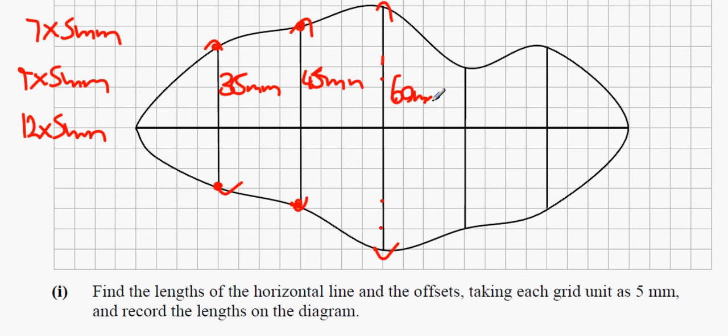Okay. After that, we're going to be getting another 40. 1, 2, 3. It's 8 by 5. 8 blocks by 5 is going to get us 40 millimeters. And then finally 1, 2, 3, 4, 5, 6, 7, 8. It's going to be another 40 millimeters here. Okay.